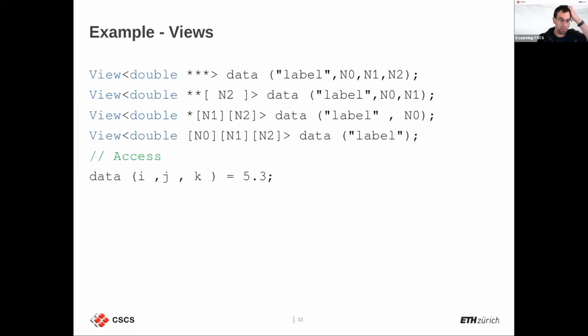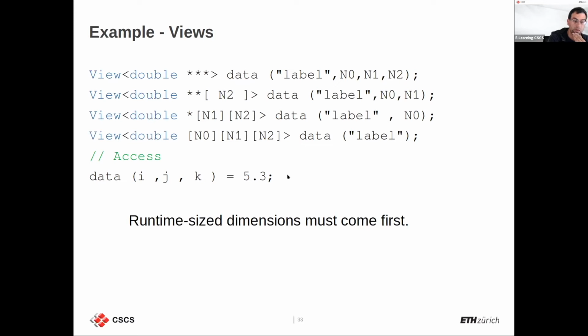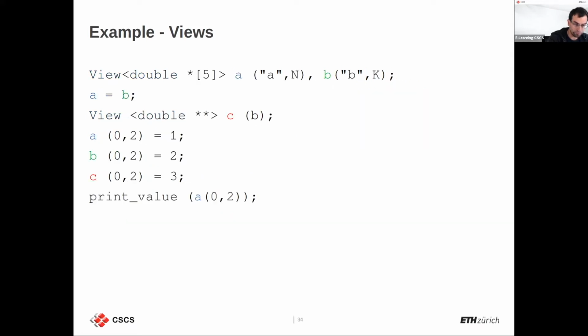How can I access it with the bracket? Our view is called data, and you can assign one value, one double. The runtime size dimension must come first. This is a limitation due to C++ currently, and probably in the next version it will not be anymore, but you must always give the runtime dimension before. So the dimensions that are decided at runtime must come first.